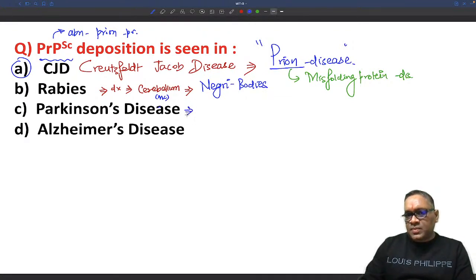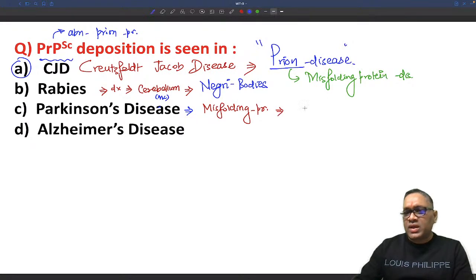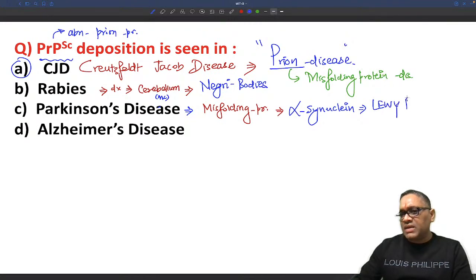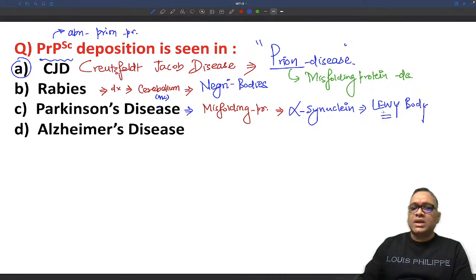Parkinson's disease is again a misfolding protein disorder, right? And here you are going to see misfolding of alpha synuclein, and this alpha synuclein is going to form a named body called Lewy bodies, right? So Lewy bodies are seen in Parkinson disease.